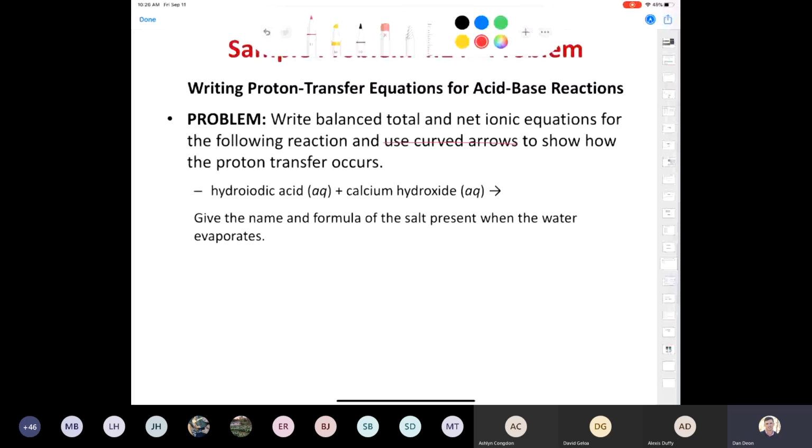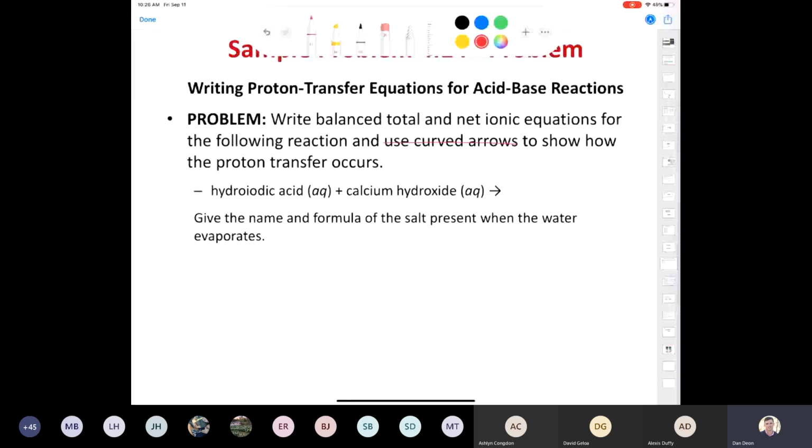It just says write the balanced total and net ionic equations for the reaction shown below and show the proton transfer process. And also, there's another cool part down here. It says, give the name and formula of the salt present when the water evaporates. Let me show you what's going on here.